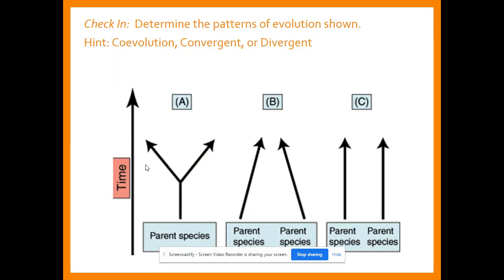Right now, we are going to go over our check-in questions. In our check-in questions, I want you to look at A, B, and C to determine which of these diagrams is trying to represent coevolution, convergent evolution, and divergent evolution. You can also look at the picture to the right of your notes with the wolf and the dogs, and you can label that evolution as convergent or divergent evolution. Pause the video and try this on your own now.